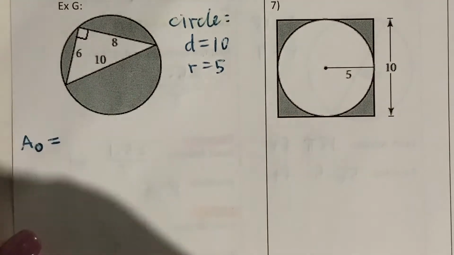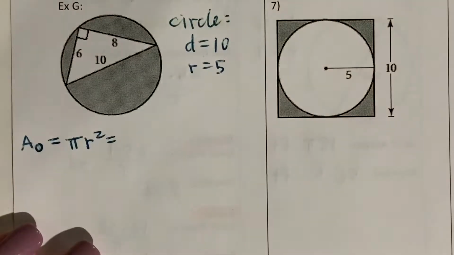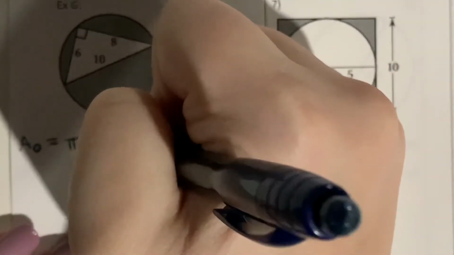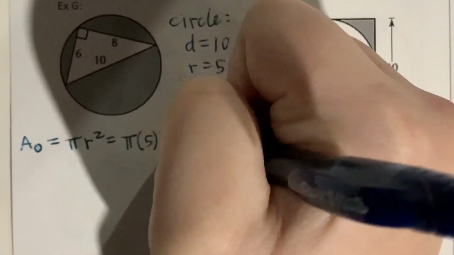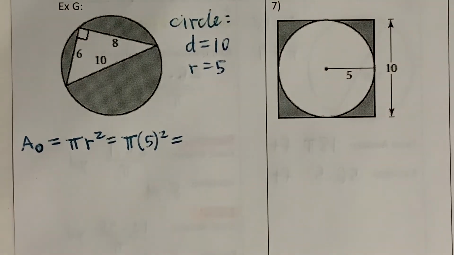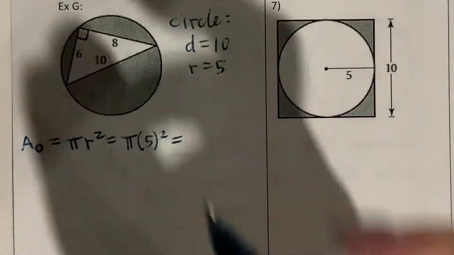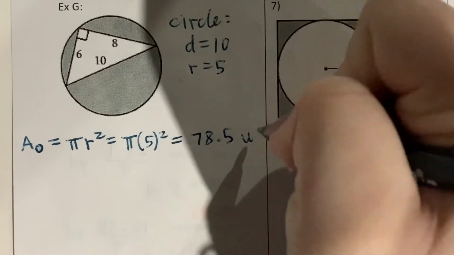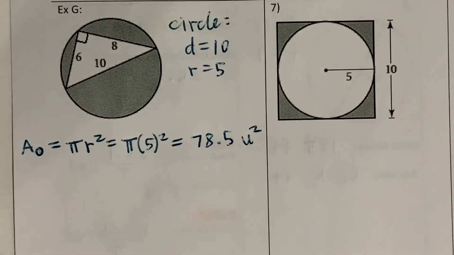So area of the circle, and we need to remember our area formula for a circle. We do pi times radius squared. I know my radius. We said my radius for the circle is 5. So I'm doing pi times 5 squared. And I can just plug that in my calculator, and I can go ahead and get a rounded answer. That's fine. So when I do pi times 5 squared, I end up getting 78.5 units squared. That's my area of the outside circle.